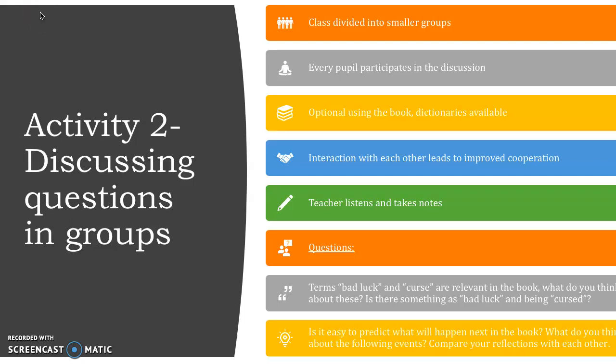The questions are: The terms bad luck and curse are relevant in the book. What do you think about these? Is there something as bad luck and being cursed? And is it easy to predict what will happen next in the book? What do you think about the following events? Compare your reflections with each other.